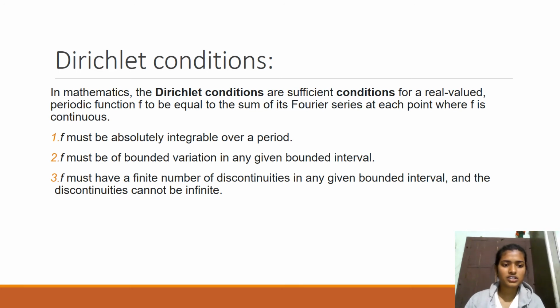There are three conditions written over there. First, f must be absolutely integrable over a period. Second, f must be of bounded variation in any given bounded interval. Third, f must have a finite number of discontinuities in any given bounded interval. The number of discontinuities cannot be infinite; it should be finite.